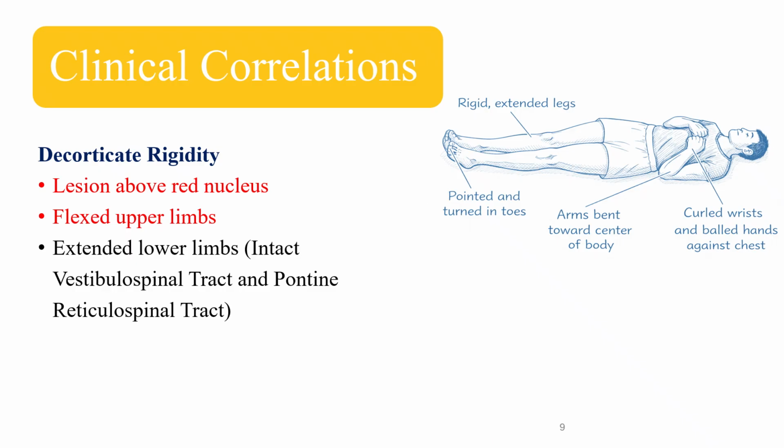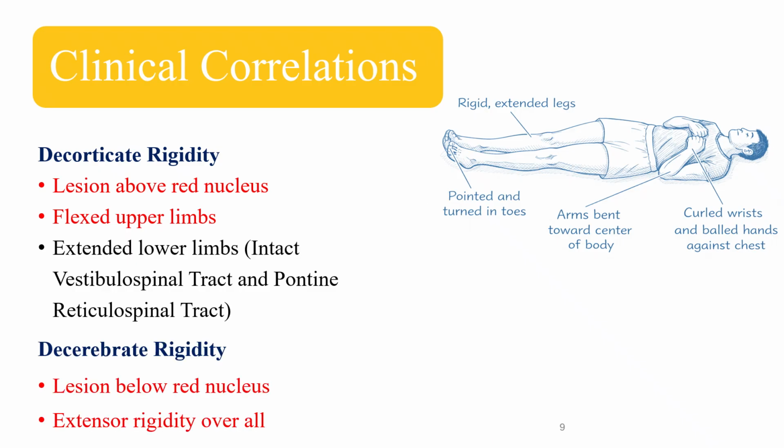In this patient, you will find that the upper limbs are flexed while the lower limbs are extended. It's because, as the lesion is above the red nucleus, the tracts coming from the red nucleus or the adjacent vestibulospinal tract and the pontine reticulospinal tract are all intact. So that's why their action is unopposed, and that's why the lower limb is extended. This condition is known as decorticate rigidity.